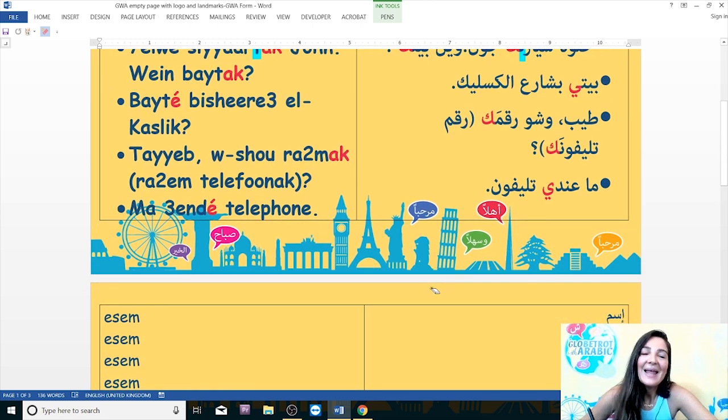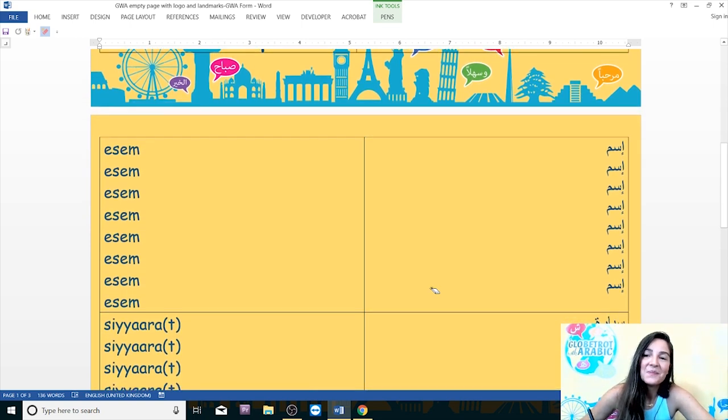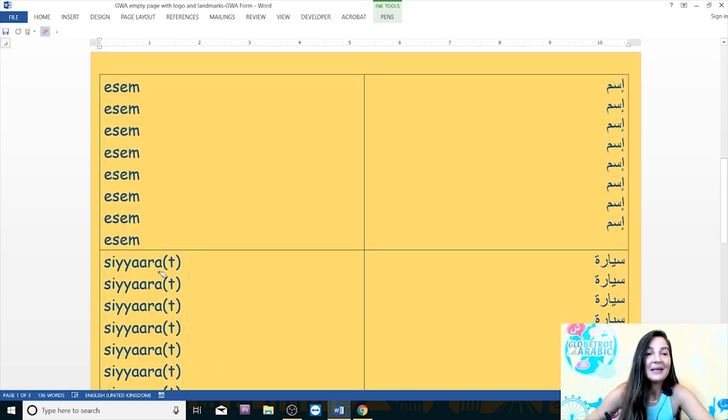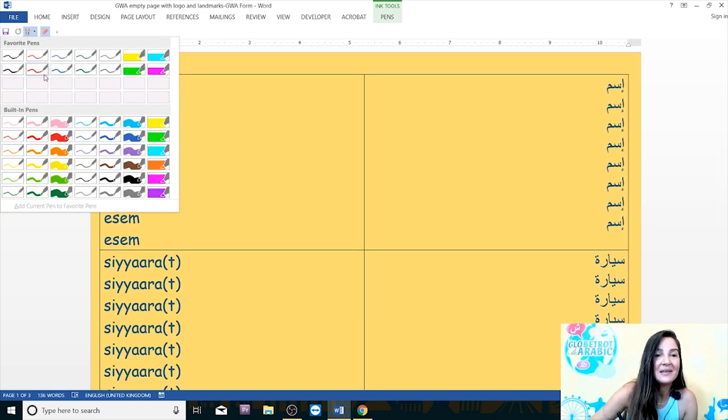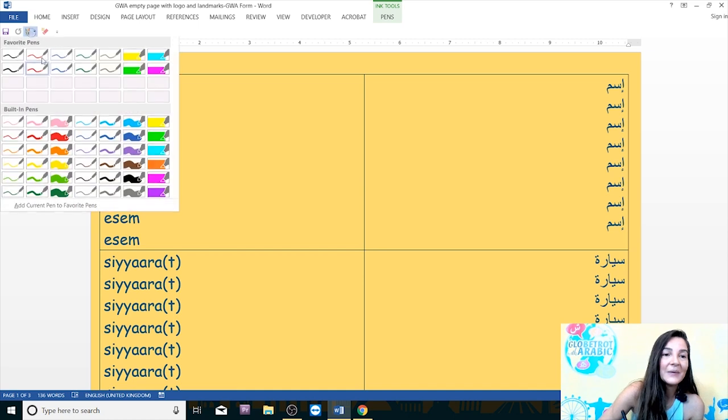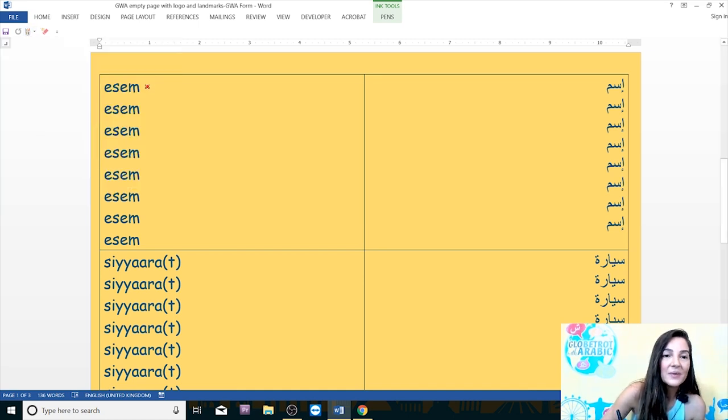Okay, let's come to this page where I already wrote the words اسم and سيارة, so that I can tell you what are the possessive endings for these in Lebanese Arabic. So from this conversation, we already know that when we add the ي sound, it means my, right? So when I say here اسمي, it means my name. If I write it in Arabic, I will add a ي here in the end.